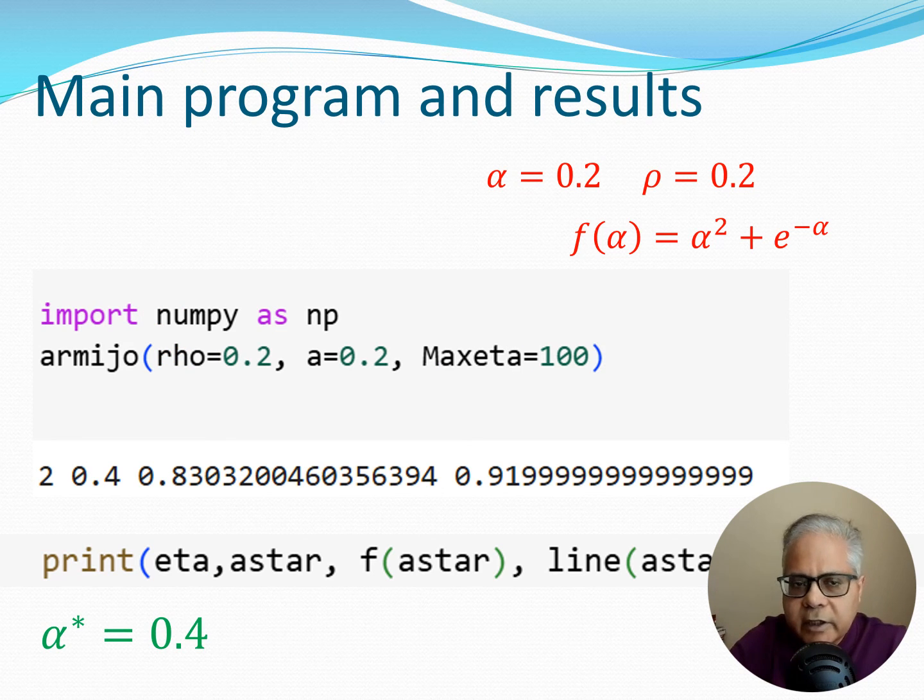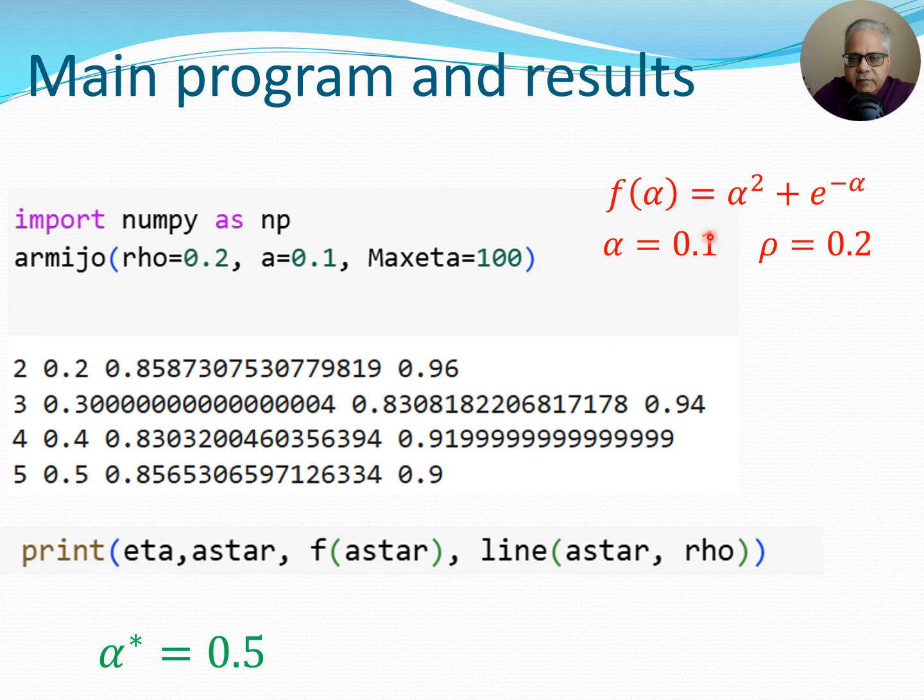So now let us look at some of the output we have obtained. So in this case, for example, alpha is 0.2. I have obtained the solution as 0.4 here. So I am printing out essentially a star here as 0.4. This is the function value and this is the line value here. So you see the function value is lower than the line value. And I think you can check these numbers with the numerical example we have done also.